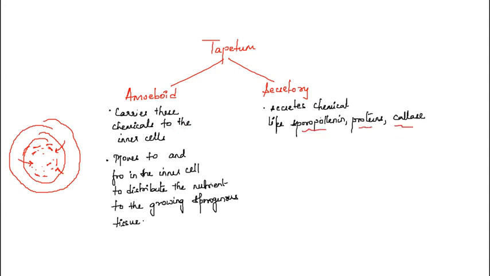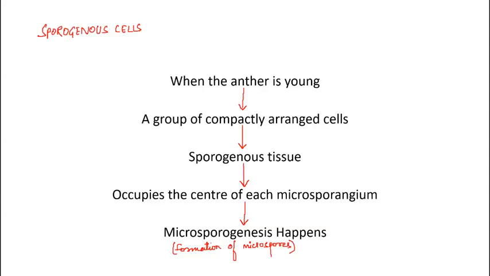So look here, when the anther is young, a group of compactly arranged cells is formed. The archisporial cell will form a sporogenous mass, and it will form the anther wall. This sporogenous mass consists of compactly arranged cells inside the microsporangium. They occupy the center of the microsporangium, and then the microsporogenesis process happens. What is microsporogenesis? It's the formation of microspores.